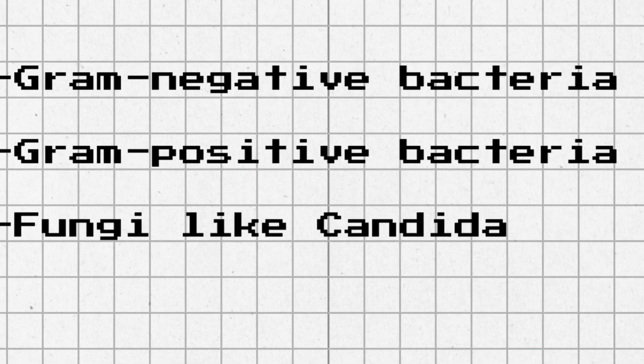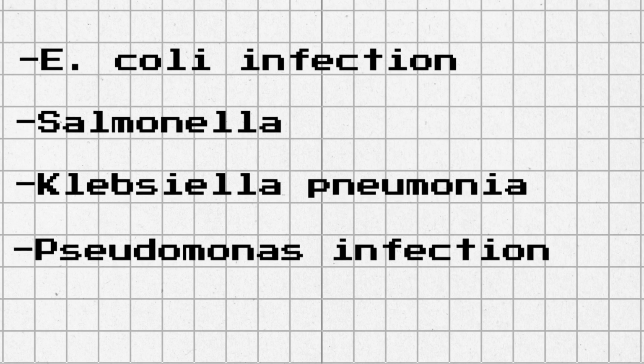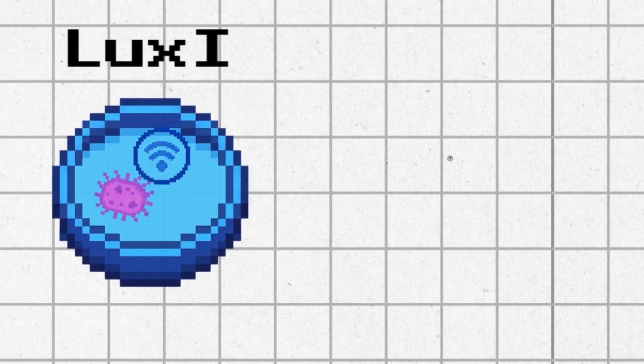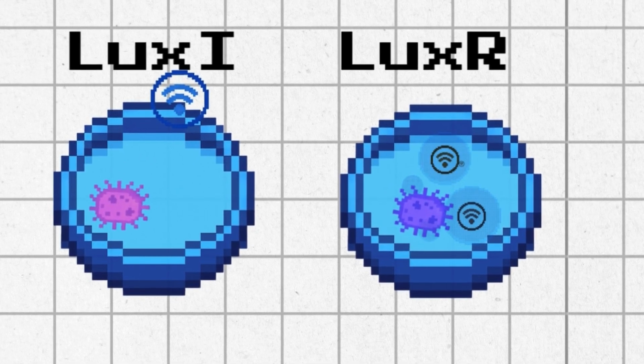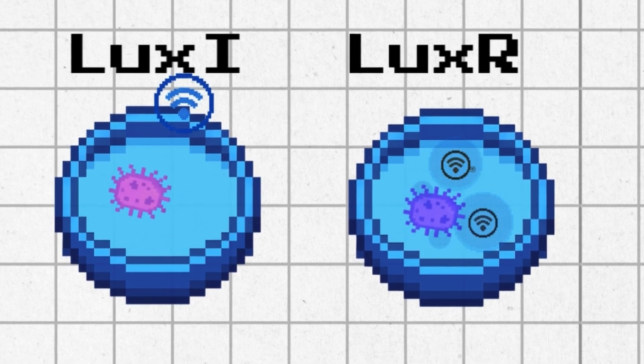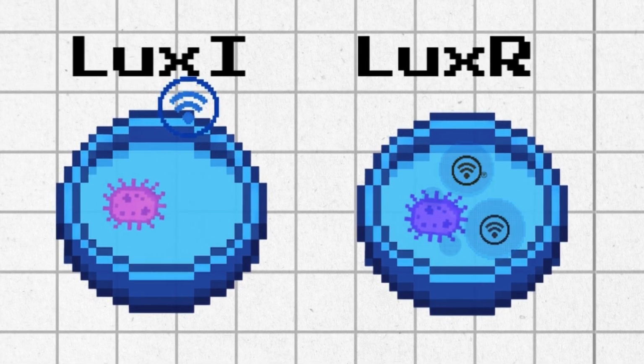There are 3 types of bacteria that use quorum sensing, but we will focus on gram-negative bacteria, which are responsible for E. coli infection, Salmonella, Klebsiella pneumoniae, and Pseudomonas infection. Bacteria communicate through genes, which are the LuxI that triggers the first autoinducer. LuxR is the one that receives the message from the first autoinducer. But let's set that aside for a moment and see it in action.